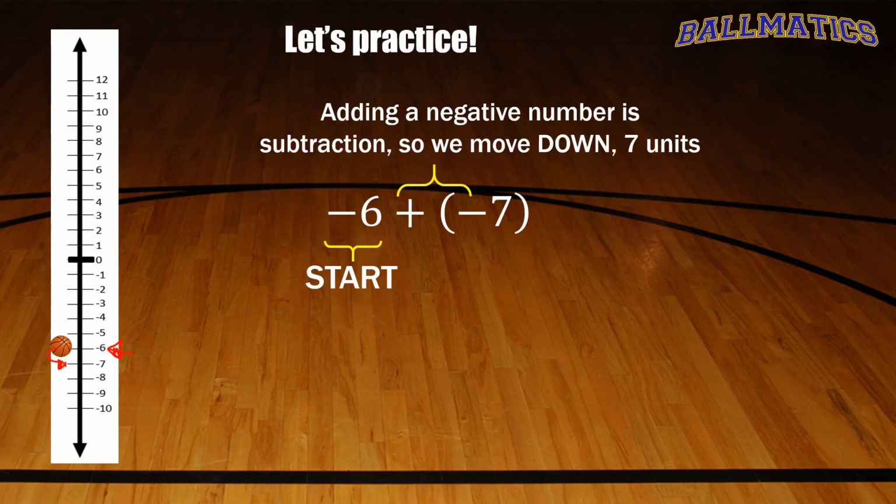I'm going to move down 7 units. So 1, 2, 3, 4, 5, 6, 7. I will have to extend it and see what the answer is. Negative 11, negative 12, negative 13 should be the answer. We start at negative 6, we go down 7 units, and negative 13 is the correct answer.